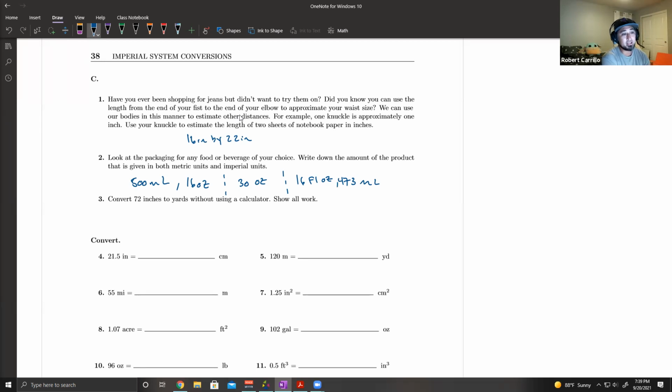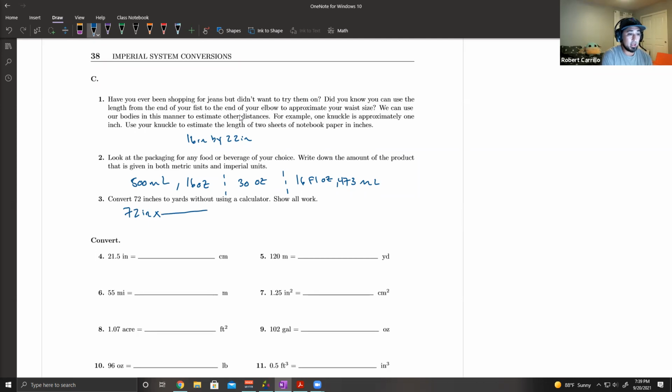convert 72 inches to yards without using a calculator. Okay, guys. How would you convert 72 inches to yards? Divided by 36. All right, cool. So 72 inches. So here I'm going to make a conversion table.